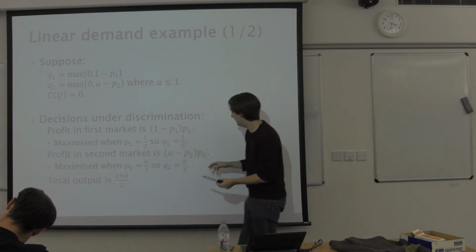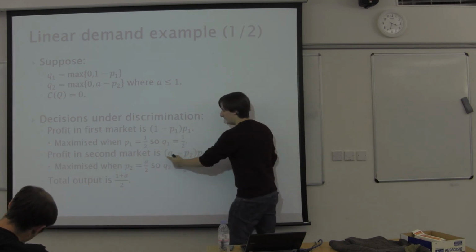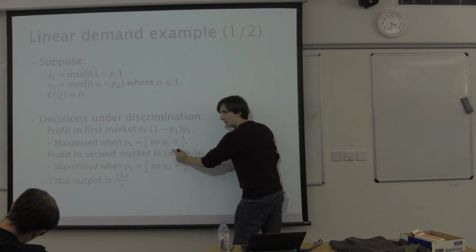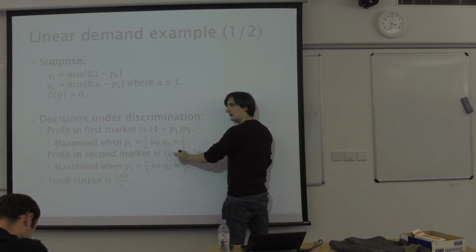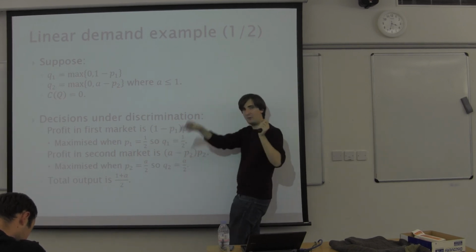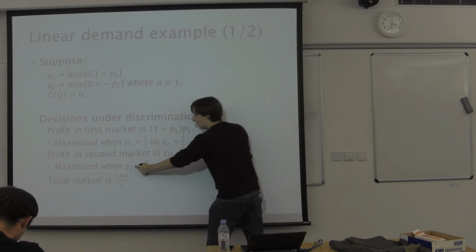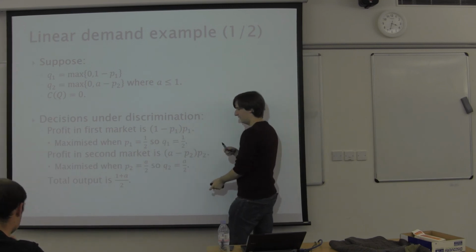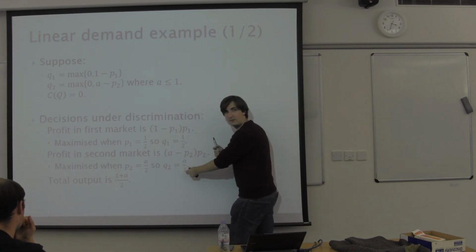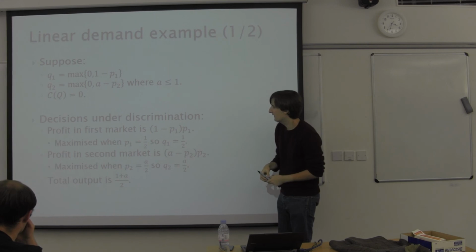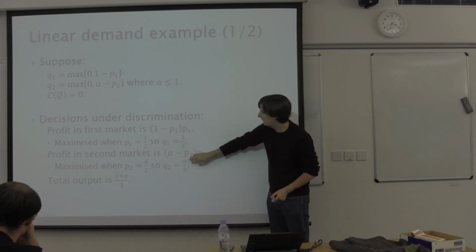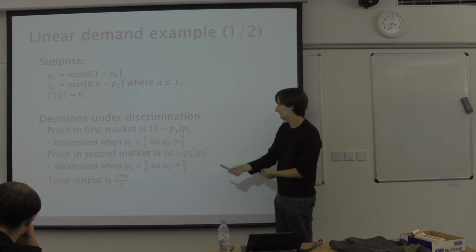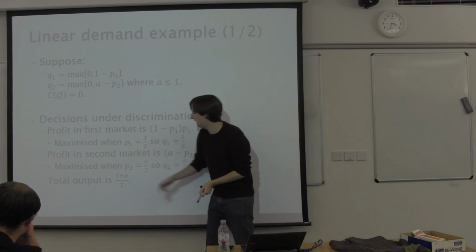In the second market, we've got price times quantity. Again, this is a quadratic expression. It has a 0 at 0 and a 0 at A. Okay, so it must be maximized halfway in between. It must be maximized if P2 is A over 2. And again, this means quantity is A over 2 as well. So total output is going to be a half plus A over 2, or equivalently 1 plus A divided by 2, under discrimination.